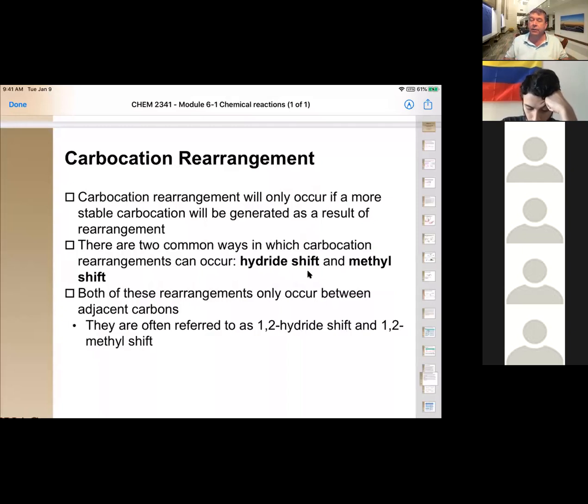Okay, but we don't only do it with a hydrogen, okay? Notice I said hydride shift, okay? It's not a proton shift. Proton is where it leaves without its electrons. Hydride is where it leaves with its electrons because a hydride is actually a hydrogen with a negative charge.